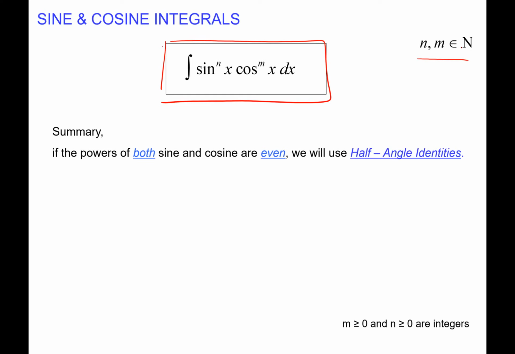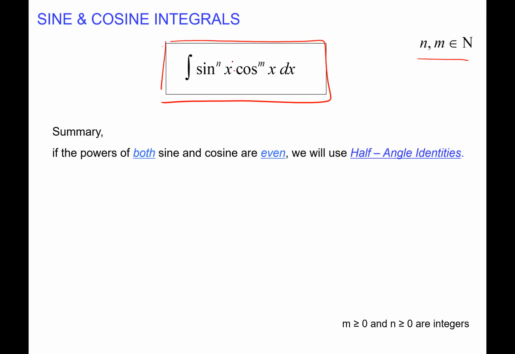Nm are just the natural numbers. Natural numbers are simply the positive integers: 1, 2, 3, 4, 5, 6, like counting numbers. Okay? That we do have sine of x taken to the power of something, I don't know, and cosine of x, taken also to the power of another number.